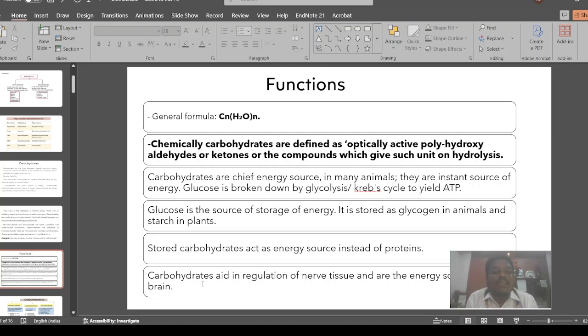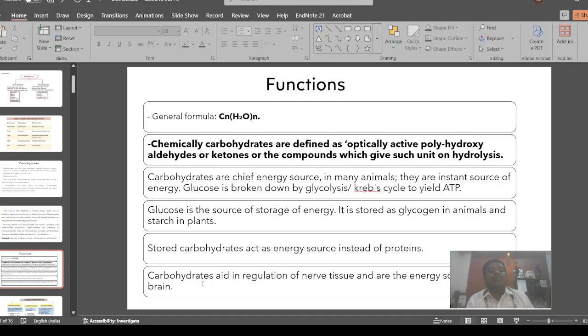Carbohydrates are optically active polyhydroxy aldehydes or ketones, or compounds which give such units on hydrolysis. Carbohydrates are the chief energy source in many animals. They are the main energy source. They are an instant source of energy.